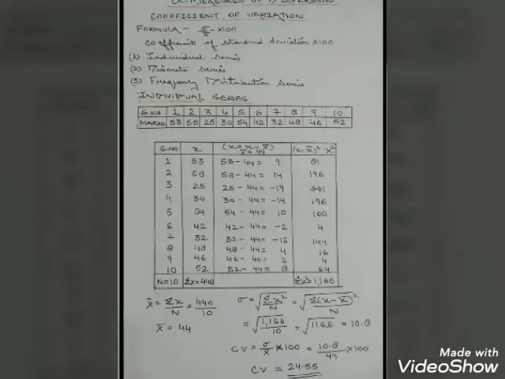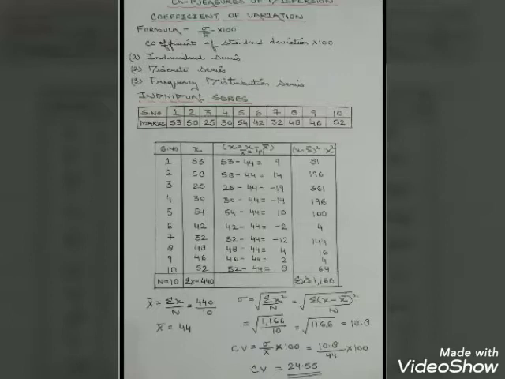Now if you see, there is data which has been given, from which we have to calculate coefficient of variation, and the data goes like this. You have serial number from 1 to 10 and then your marks, that is 53, 58, 25, 30, 54, 42, 32, 48, 46 and 52.